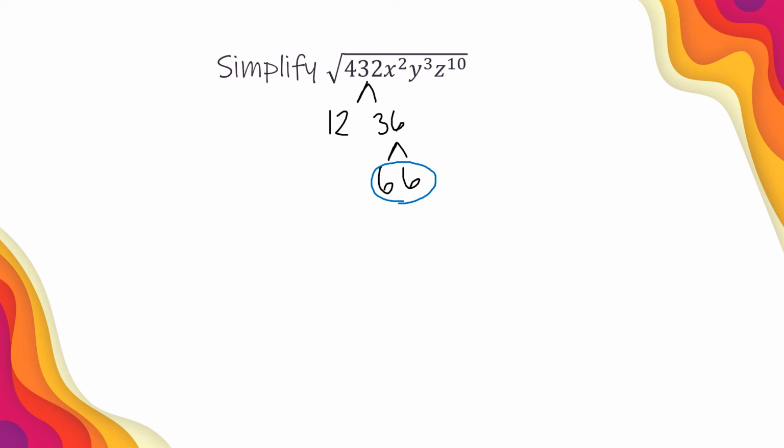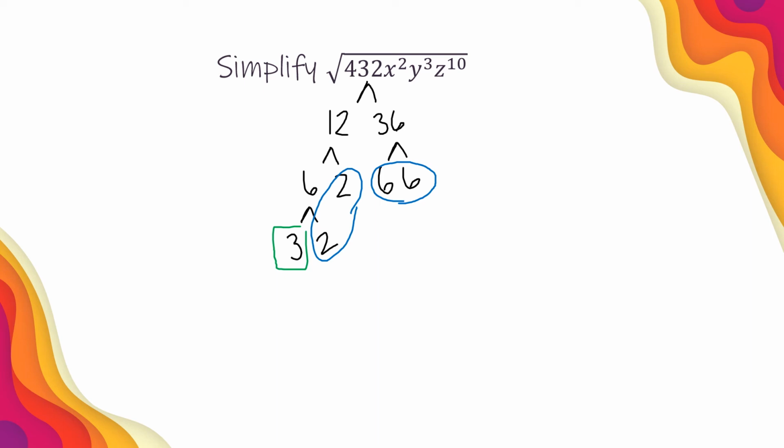Okay, so now 12 I can break down into 6 and 2, and then 6 breaks down into 3 and 2. All right, so now I also have a pair of 2s. Right? The pair doesn't have to come from the same number. So even though the 2 came from the 12 and the 6, that's totally fine. That's still a couple. And then I have a single 3. All right, so couples go out, singles stay in.